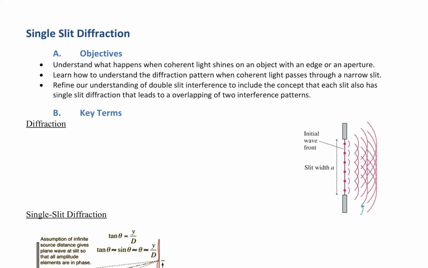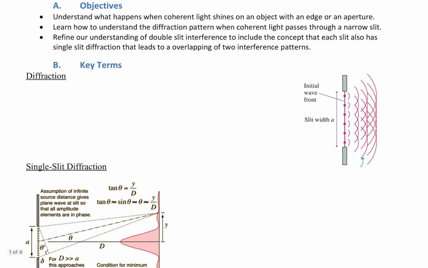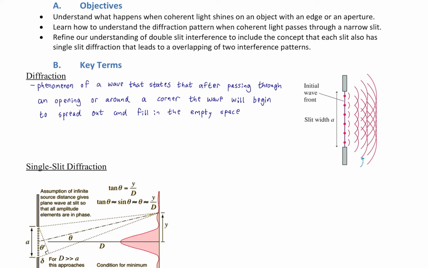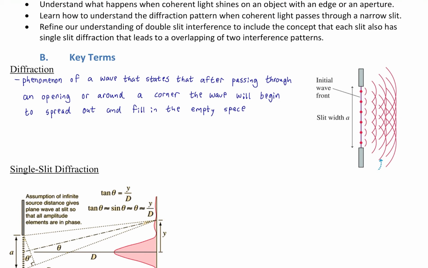Okay, so let's take a look at the key terms. Diffraction is our first one. So what is diffraction? I'm zooming in a bit on this. It's a phenomenon, so it's something that occurs, of a wave. So all waves, whether they're sound waves, ocean waves, all undergo diffraction, okay? That states that after passing through an opening or around a corner, the wave will begin to spread out and fill in the empty space.